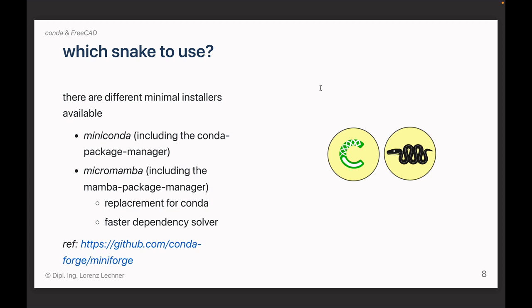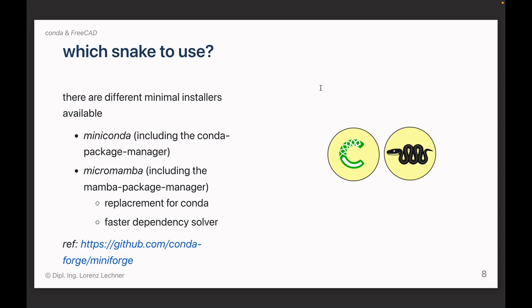Mamba is basically the replacement for Conda. So the question is, which snake should I use? I would say, for the last year or so, I choose Mamba as the package manager because it's faster. But in the future, it will replace Conda anyways, so it's not that big a deal if you install Conda or Mamba.